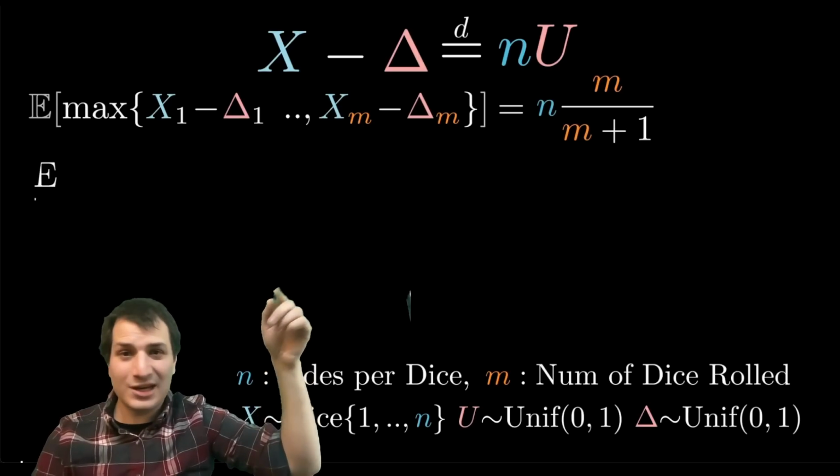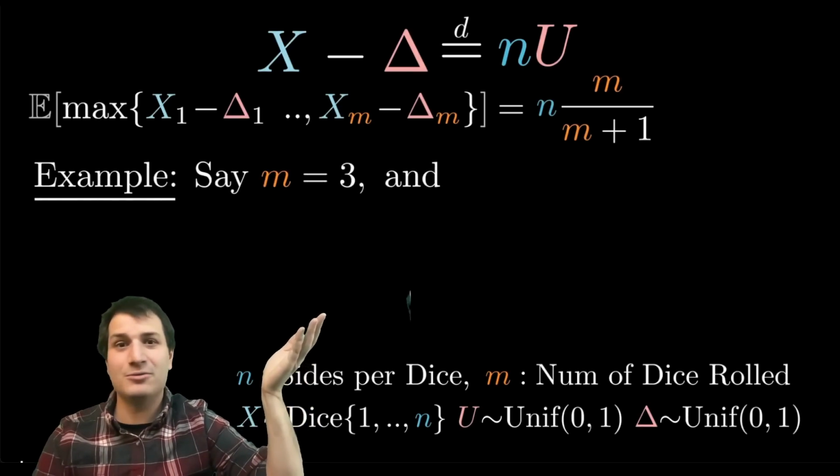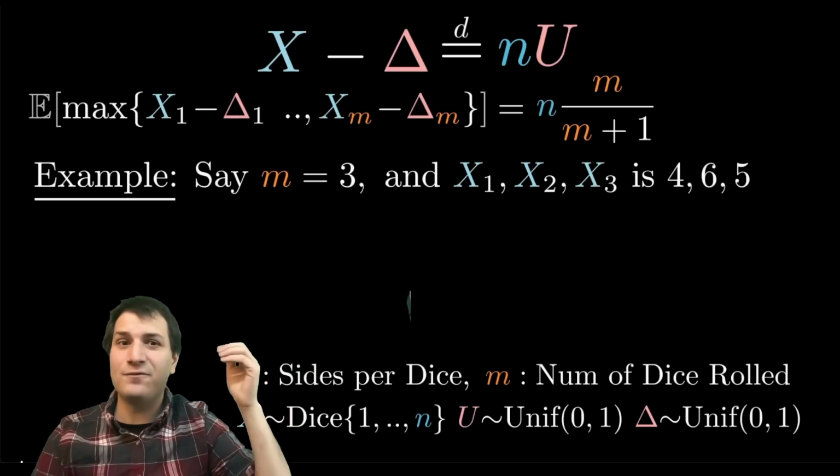So to see what happens here, let's look at an example. So let's say that there were 3 dice rolls, m equals 3, and that the 3 dice rolls came out as 4, 6, 5.